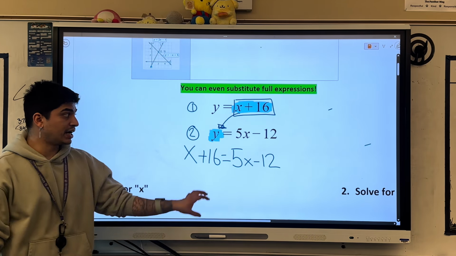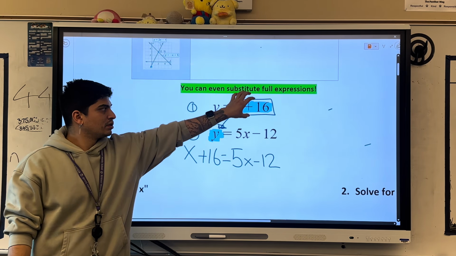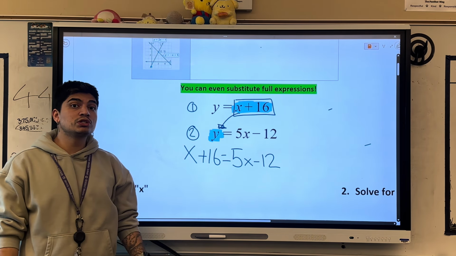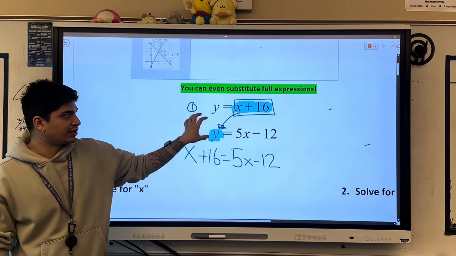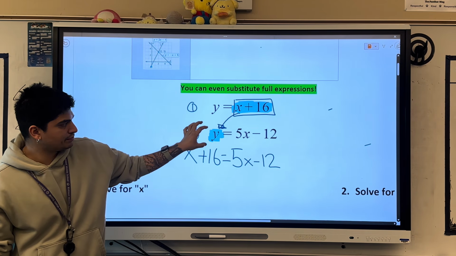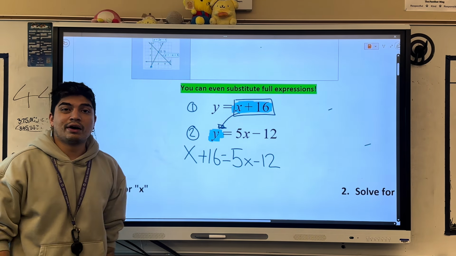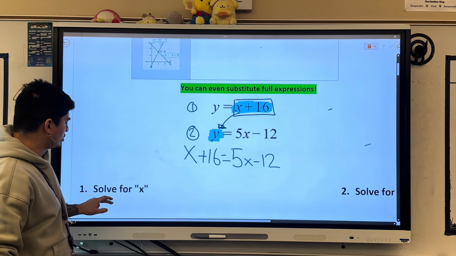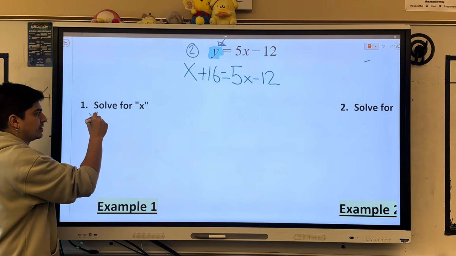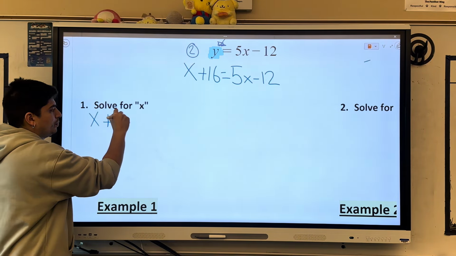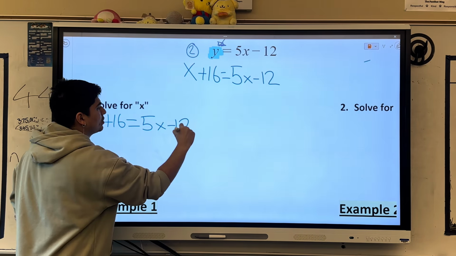So all I did was rewrite this sentence, except I substituted the first math statement right here, because I said y is this. So I'm going to put it right there. Well, I have an equation now that I can solve. So your step 1 after you substituted is to solve for x. I have x plus 16 is 5x minus 12.